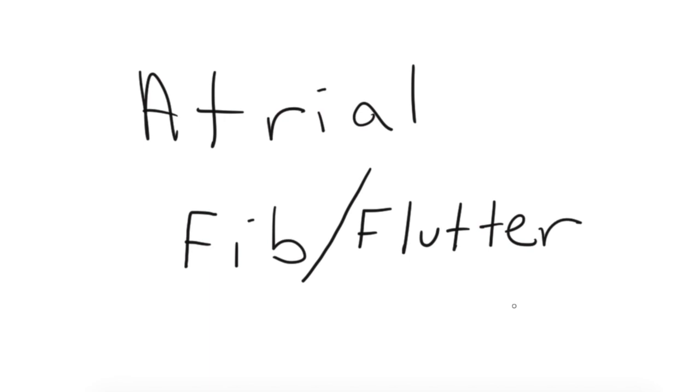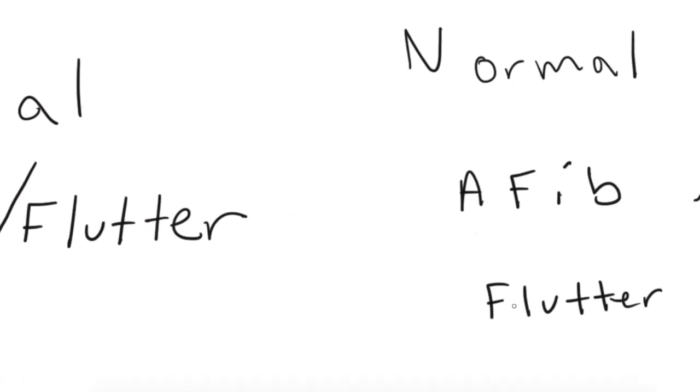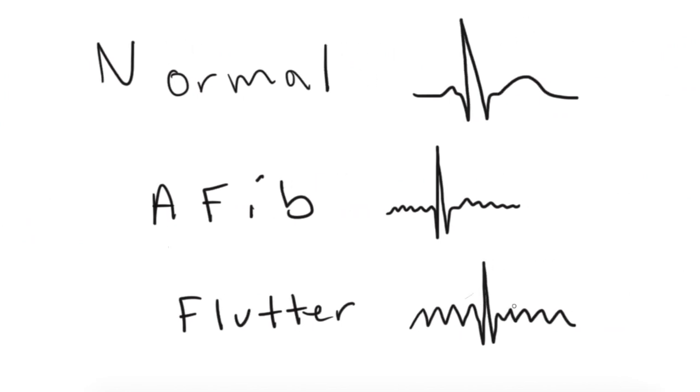Atrial fibrillation and flutter in under 10 minutes. Okay, so first let's recall what a normal rhythm looks like. If you remember, we had a P wave representing the atrium contracting. Then we had a QRS, and that was the ventricle contracting. And then the T wave representing the ventricle repolarizing or relaxing.